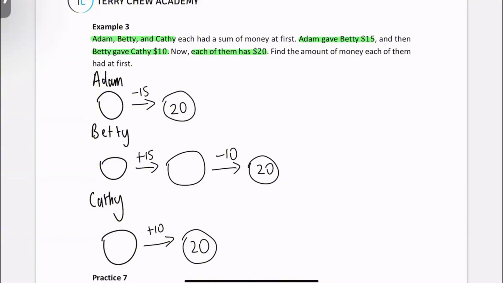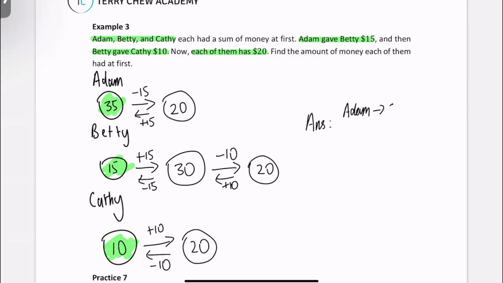So what you need to do is just work backwards for each one of them. So Adam, minus 15 becomes plus 15. So he had 35. For Betty, minus 10 becomes plus 10. She had 30. Plus 15 becomes minus 15. 30 minus 15 is 15. Kathy is the simplest one. Plus 10 becomes minus 10. So what's 20 minus 10? 10. So these are your answers. Adam had $35, Betty had $15, and Kathy had $10.